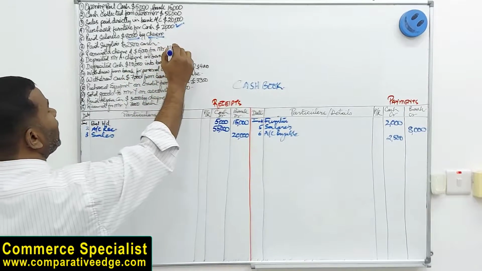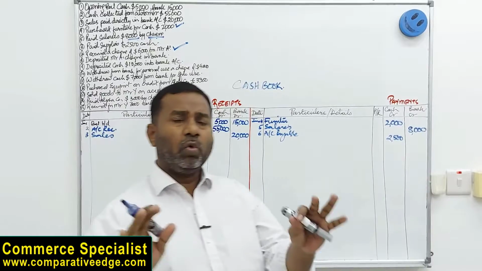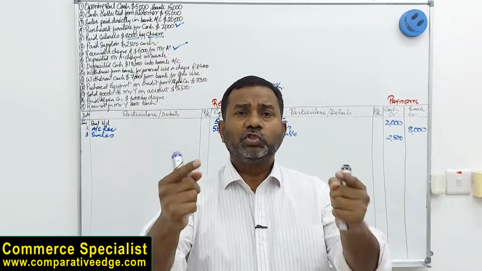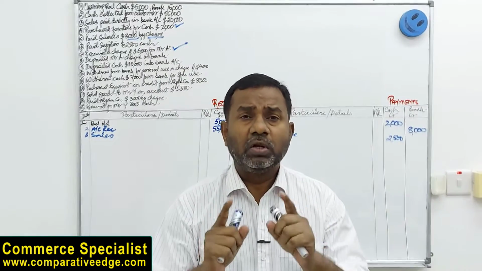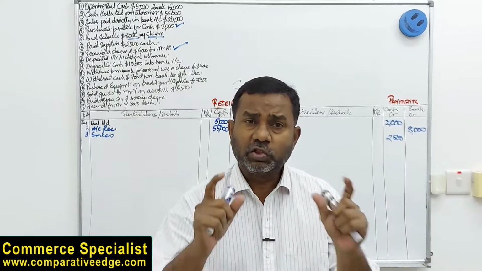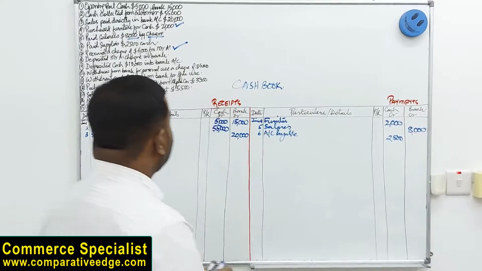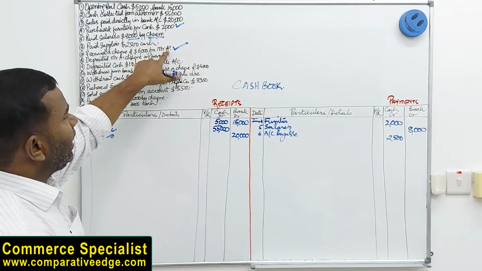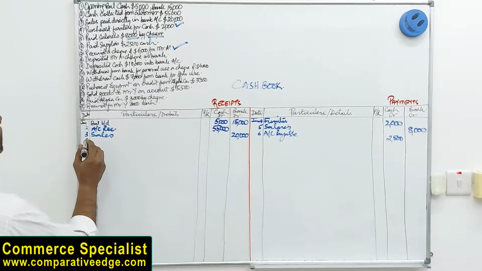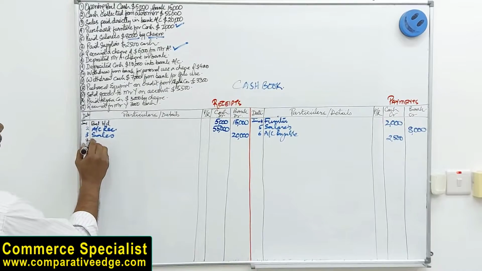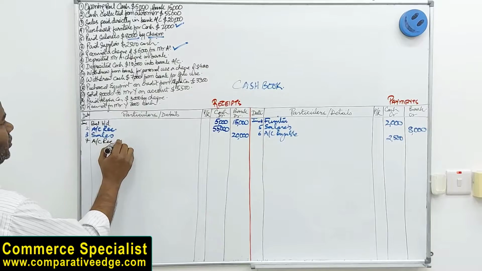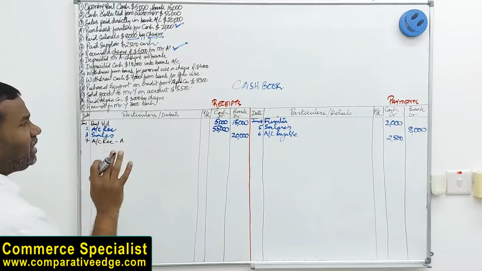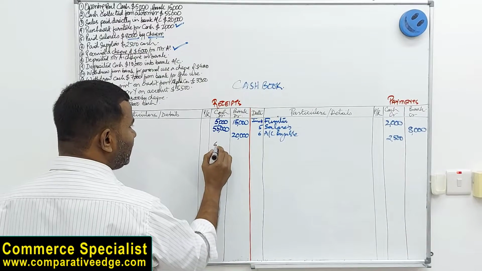Next, received a check from Mr. A. I want everybody to pay attention. When we are doing cash book, checks received but not deposited into the bank are treated as cash. So when it says received a check 6,000 from Ali or Mr. A, on the receipt side, we write the date, which is 7th. We can write account receivable, Mr. A. We are receiving a check, but this check is not deposited into the bank, so I am writing this into the cash column.